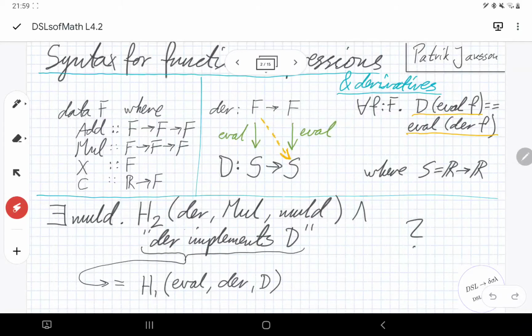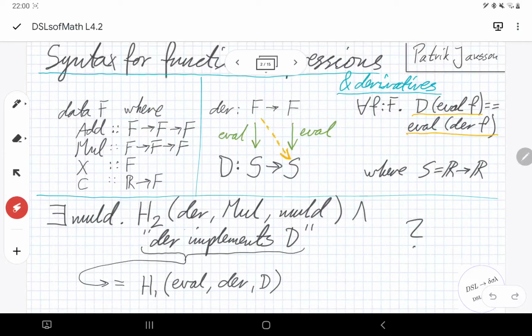And what does the specification that der implements D mean? Well, it means this expression on the right side up here. It means that both ways of going around this little square give the same result. If we first evaluate f and then take the mathematical derivative, we should get the same result as first taking the syntactic derivative and then evaluating. And this should hold not just for some f, but for all syntax trees in this data type F.